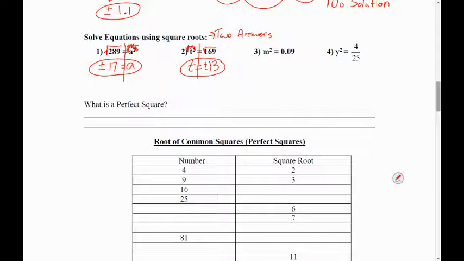Okay, number 3, same thing. We're going to square root each side. That cancels out on the left. The m value drops down.